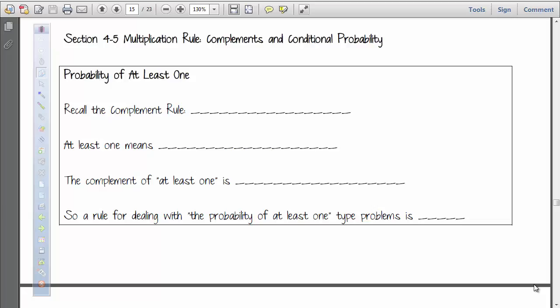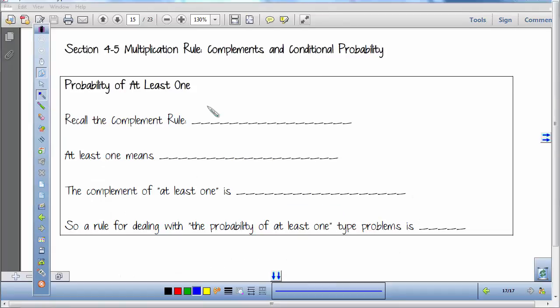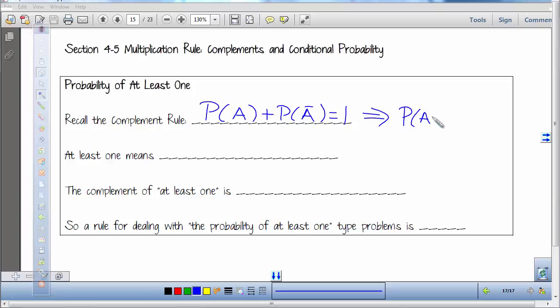Let's take a look at how to approach the probability of at least one. In doing so, the first thing we want to recall is our complement rule, and that is that the probability of A plus the probability of A complement is equal to 1. And additionally, from that, we got that the probability of A is equal to 1 minus the probability of A complement. Okay, so we're going to use this to help us solve at least one problems.